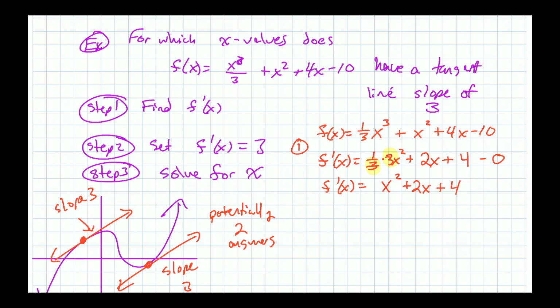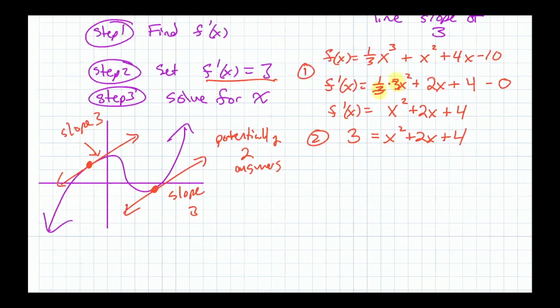Now, step 2. If we wanted a horizontal tangent line, we would be setting this equal to 0 for a slope of 0. But we have a slope of 3. So you set this equal to 3. So you go 3 equals x squared plus 2x plus 4. And you have to solve that. The way you would do it is you would subtract the 3 to the other side.